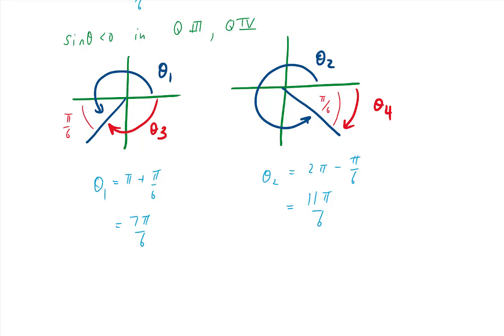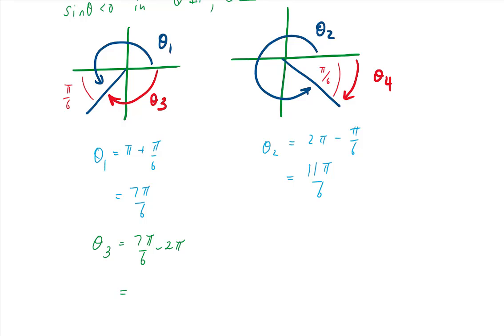We can figure them out with the diagram, or we can use the fact that they're 2 pi radians in the opposite direction. So for theta 3, we can take 7 pi over 6, and subtract 2 pi. If we find a common denominator, that's going to be 7 pi over 6 minus 12 pi over 6. So that gives me negative 5 pi over 6. So that's theta 3.